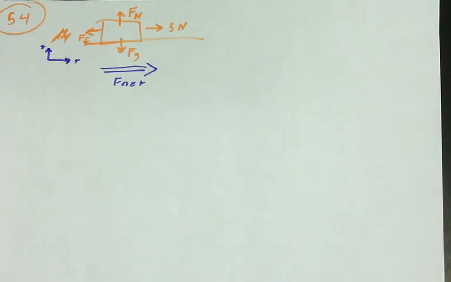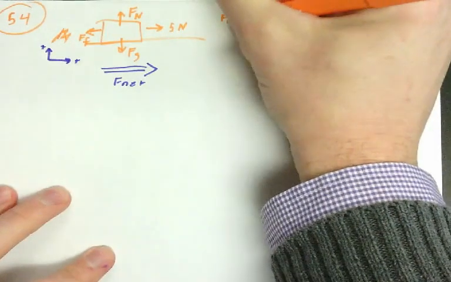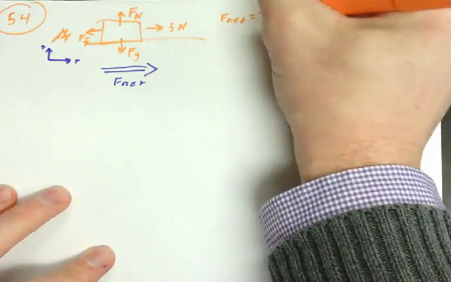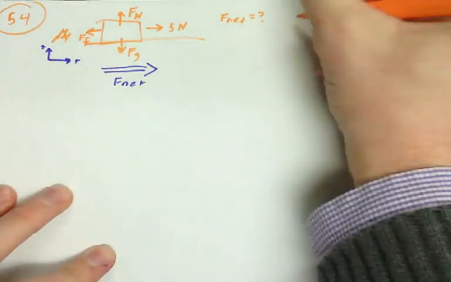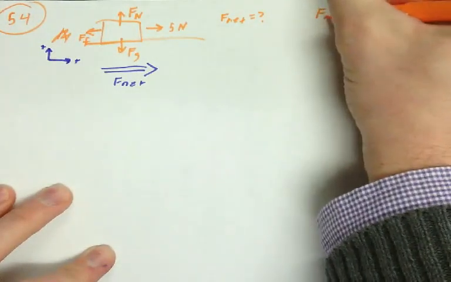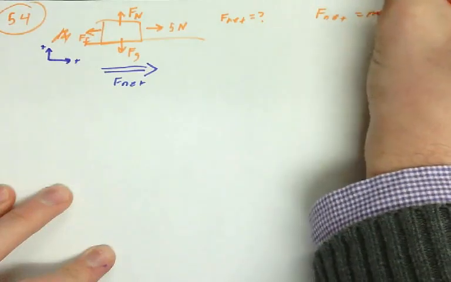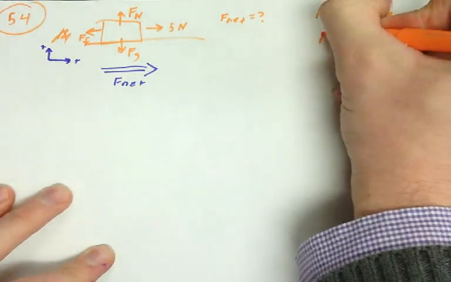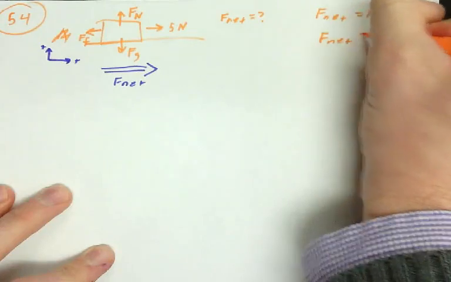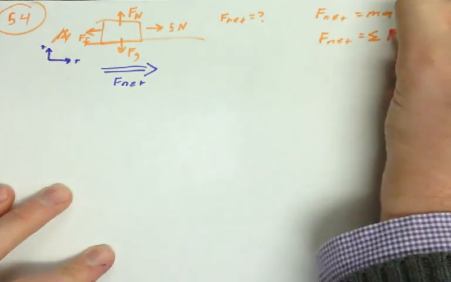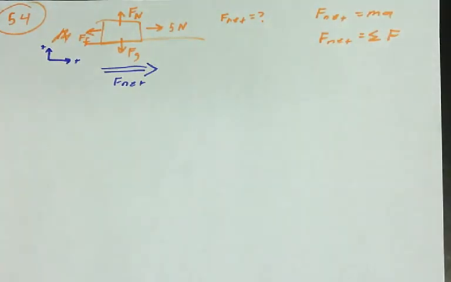So when we're solving these, the first thing you need to do always is figure out the net force. Always got to find the net force first, before you can do anything else. Okay? And there's two ways to do that. You can do F net equals ma, which is Newton's second law, or you can do F net equals the sum of the forces. And that just means you add them up.